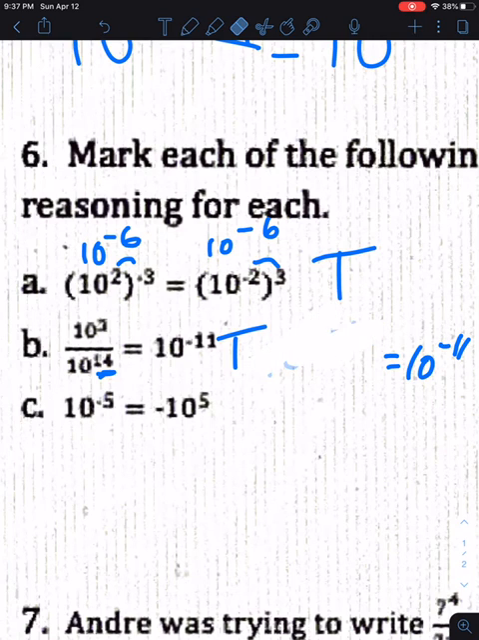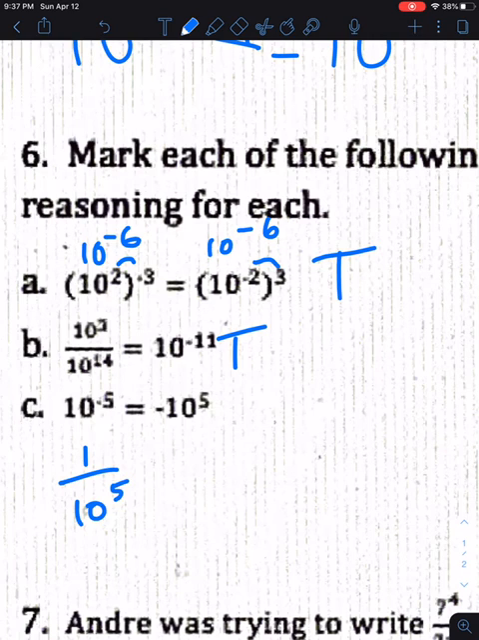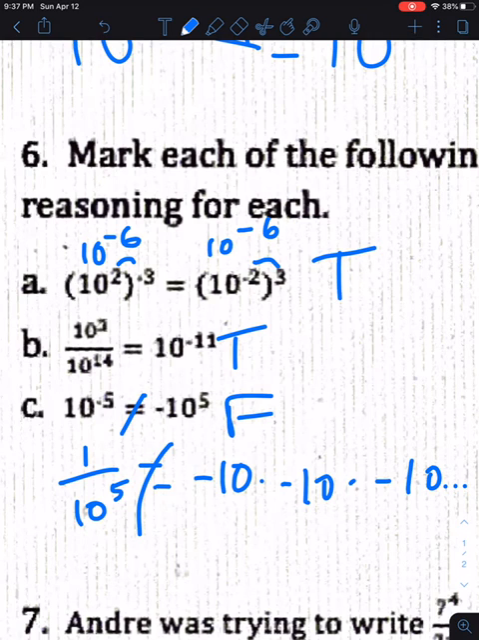Awesome. All right, and then this last one, 10 to the negative 5th, that's going to be the same as 1 over 10 to the 5th if we use the negative exponent rule. It's going to be a very small fraction. It's equal to, so here we've got negative 10 to the 5th, which is the same as negative 10 times negative 10 times negative 10. Okay, you get the idea. It's a very large negative number. So this one is false. They're not going to be the same thing.